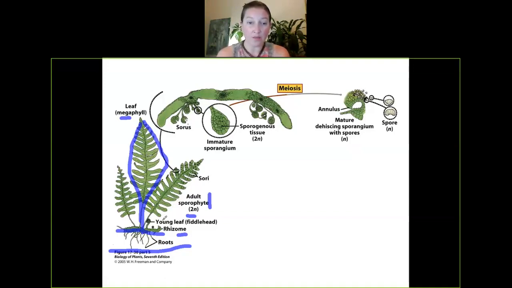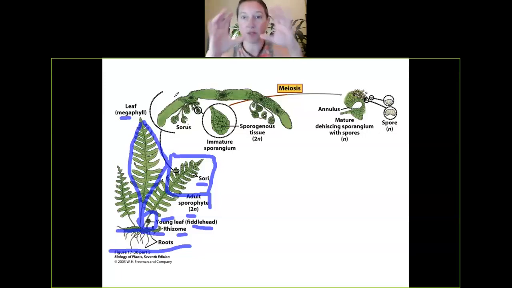Here is a young leaf coming out, which is a fiddlehead. You can see it right here. There's another little fiddlehead below that. And on the bottom side of these leaves are, in this case, clusters of sori, which are clusters of the sporangia. So we learned all these terms just now. We go to the next part.